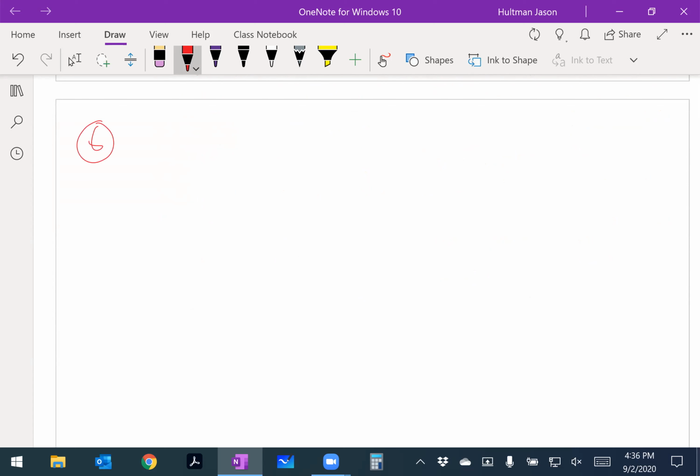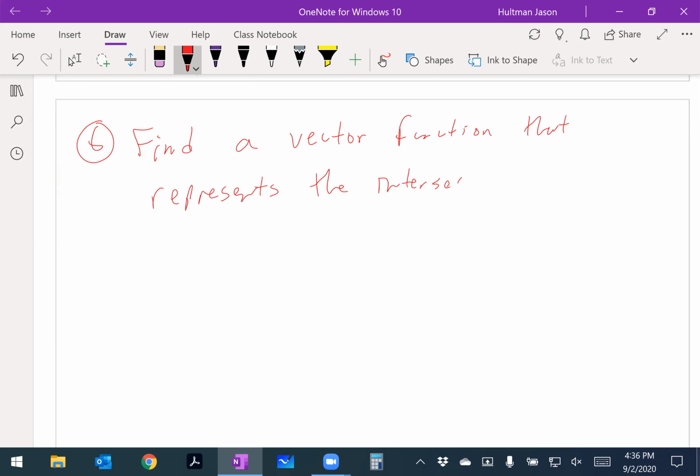Okay, number 6. Number 6, find a vector function that represents the intersection of the cylinder x squared plus y squared equals 1 and the plane y plus z equals 2. Find a vector function that represents the intersection of this.